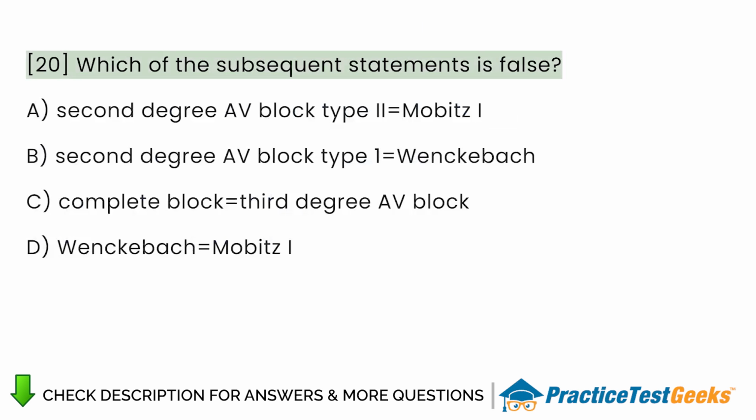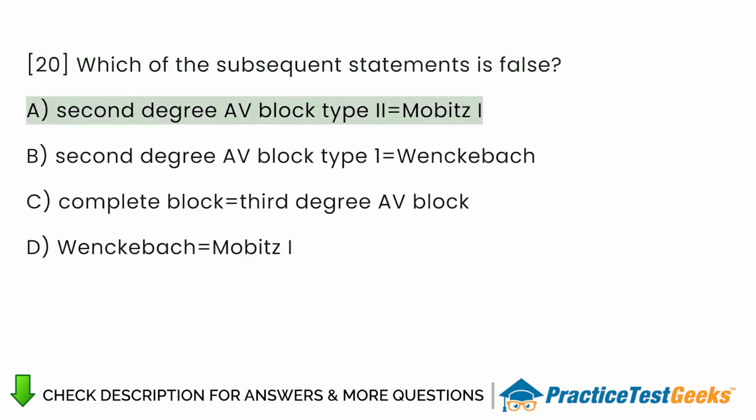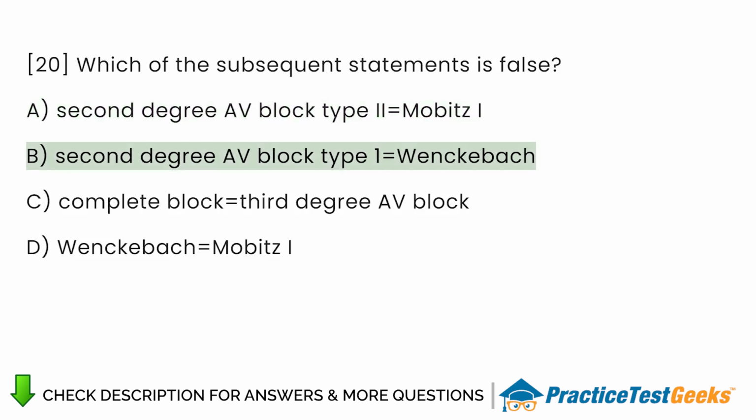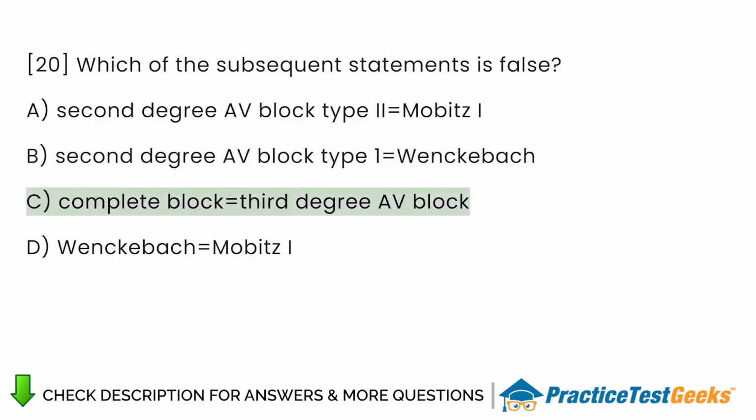Which of the subsequent statements is false? A. Second-degree AV block type 2 equals Mobitz I. B. Second-degree AV block type 1 equals Wenckebach. C. Complete block equals third-degree AV block. D. Wenckebach equals Mobitz I.